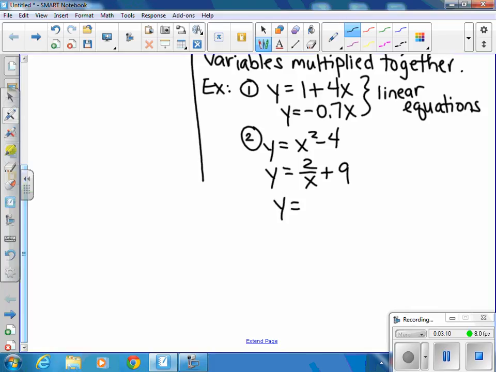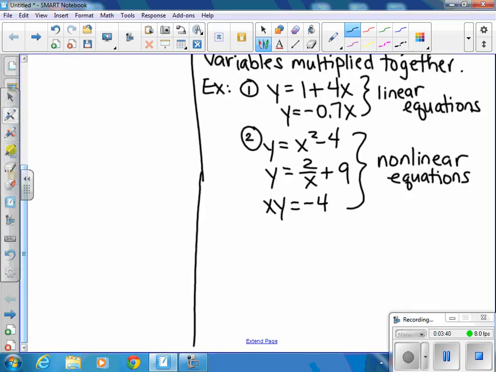If you go to this last one, if I tell you xy equals negative 4, are there variables in the denominator? No. Are there exponents? No. Are variables being multiplied together? Yes. All three of these are what we call non-linear equations, which basically means that their graphs will not be lines. So you will have to identify if an equation is linear or nonlinear based on knowing these three rules.